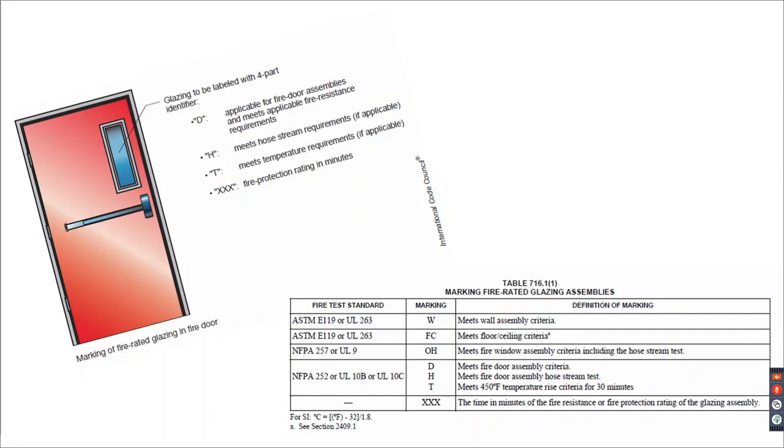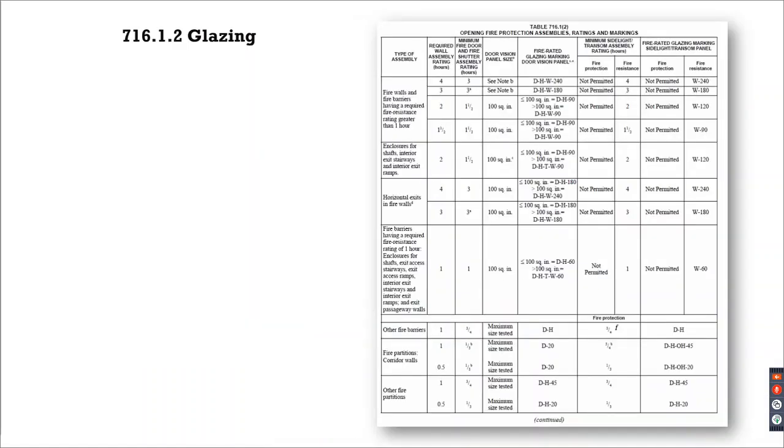And then the others, if it's NFPA 257 or UL 9, and it says OH, again, that meets the fire window assembly criteria, including the hose stream. So it's the opening with the hose. And then the next one, NFPA 252 or UL 10B, 10C, you've got D, H and T. D's for door. H, it also has the hose stream test as part of its test. And then T, what's the temperature criteria? It had 450 degree temperature criteria for 30 minutes. And again, the XXX is the time. Is it 20 minutes? Is it 3/4 hour? What is it? That will be where the XXX is.